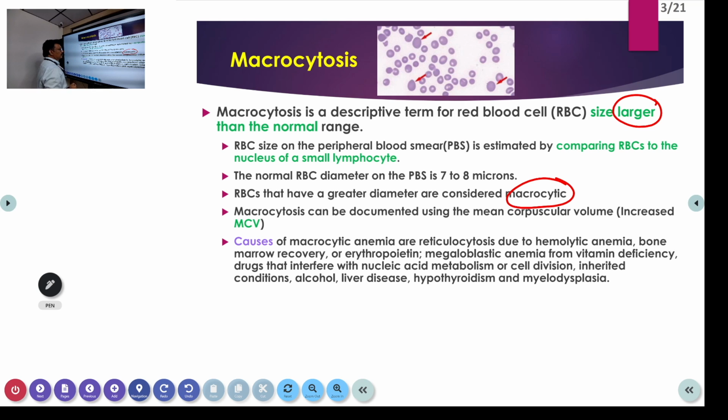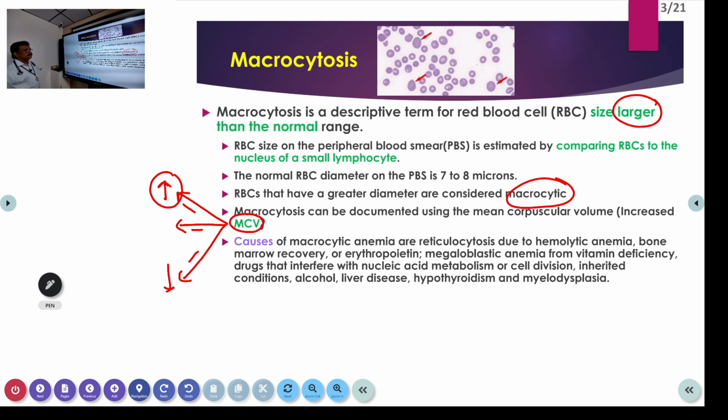So when there is macrocytosis, mean corpuscular volume will be increased. This will be the easiest investigation which can tell you the type of anemia. Normally MCV can be normal, but when the cell size is larger, MCV will increase, and when the size is smaller, MCV will decrease. So anemia can be differentiated with MCV alone: normal MCV anemia, high MCV anemia, low MCV anemia. We are discussing high MCV anemia.